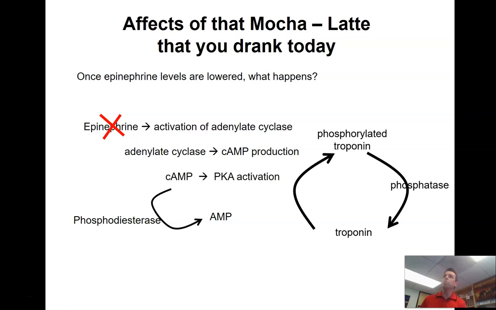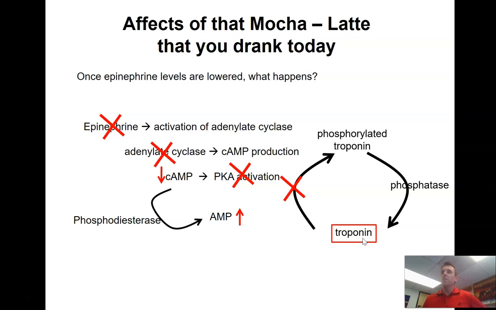Well, let's think about it. Once your adrenaline rush is gone, there's no more adenylate cyclase activated. Therefore, cyclic AMP is no longer being made. Phosphodiesterase continues to work, and your AMP levels rise, your cyclic AMP levels lower. And if your cyclic AMP levels lower, PKA is no longer active, and so now you're no longer rephosphorylating troponin, so the phosphatase is still working, and everything will eventually become back to the dephosphorylated troponin. Your heart rate relaxes a little bit more, the adrenaline effect goes away.